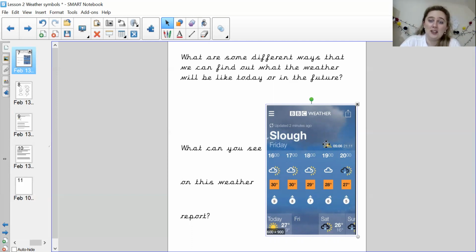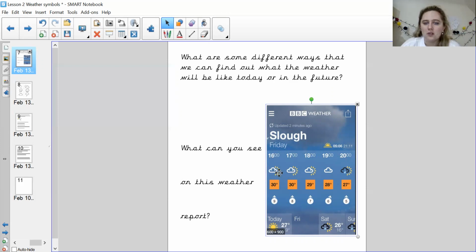So have a look at this forecast. And this was for a very, very hot day in Slough ages ago. Okay, and have a look here. I'm going to tell you what these different parts mean, okay? So these numbers here are the time. So in the forecast, they predict the weather change over time, okay?